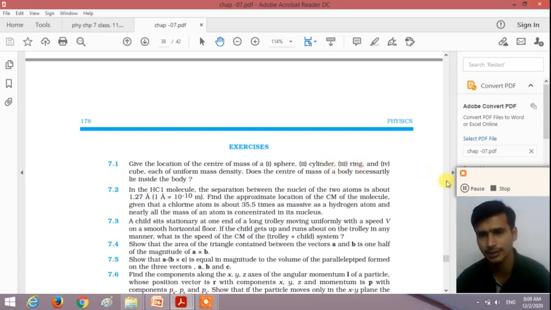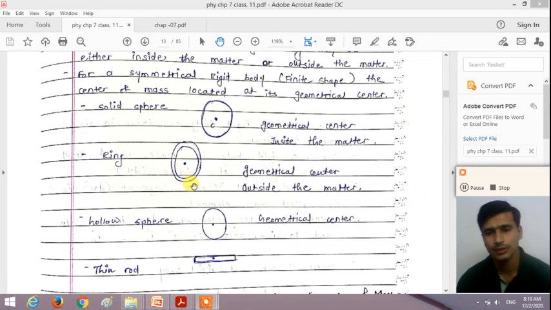Understand, dear student? This is question number 1 of the exercise: the center of mass of the sphere, cylinder, ring and cube is at the geometrical center. In the sphere, cylinder and cube, the center of mass is inside the body, and in the ring, the center of mass is outside the body. So now, dear student, we will see how the center of mass of a rigid body of symmetrical or asymmetrical shape can be calculated.